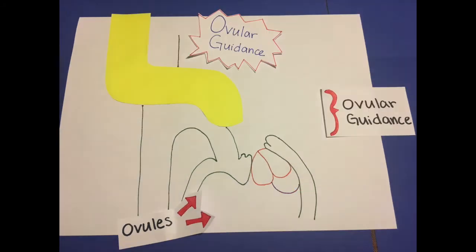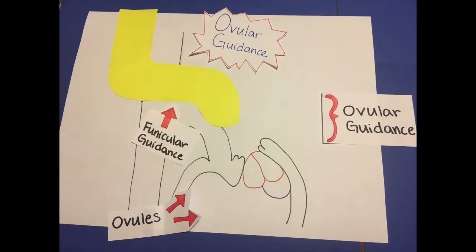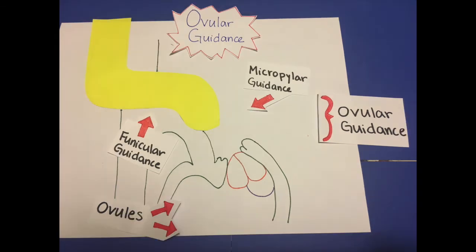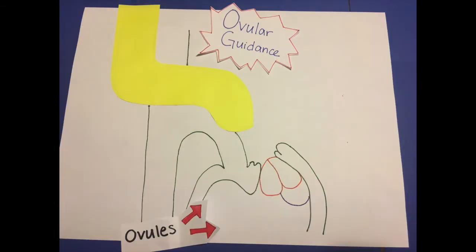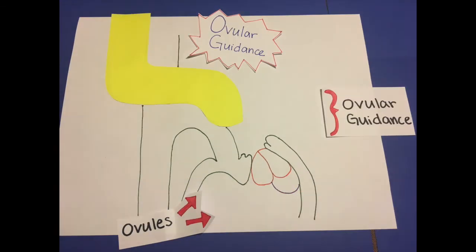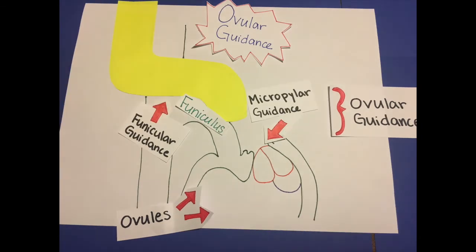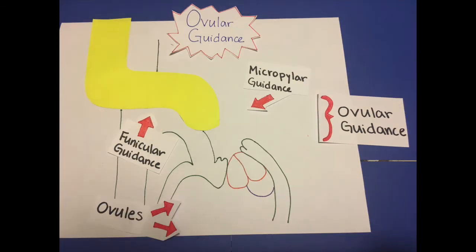Ovular guidance refers to the precise navigation of a particular pollen tube to one ovule. It can be split into funicular and micropillar guidance. Funicular guidance is a mechanism of pollen tube guidance from the surface of the septum to the funiculus. The funiculus is a stalk-like structure that connects ovules to the placenta and the ovary.